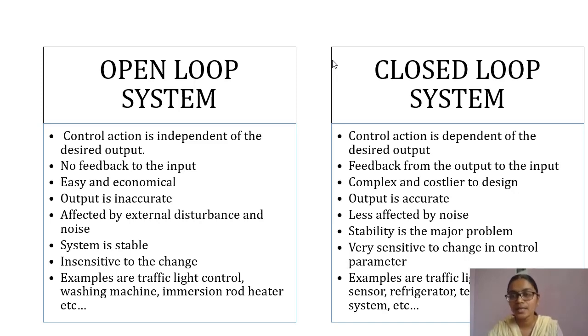There is a difference here. With sensor, it shows the traffic density, so depending upon the traffic density, the traffic light controlling signals can be changed. Without sensor, there is no detection of traffic density, so it changes the signal depending upon the preset time. So that is an example of open loop system.